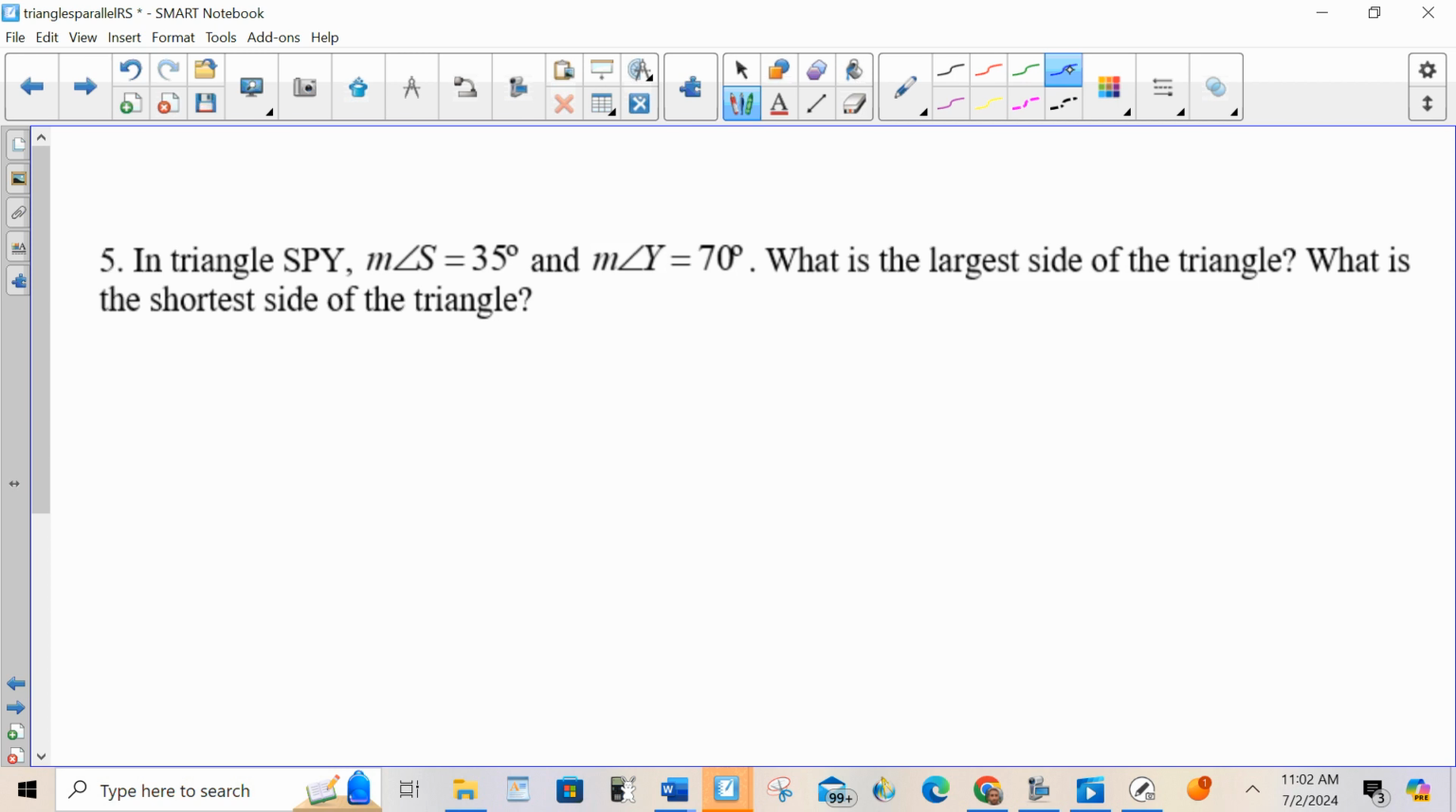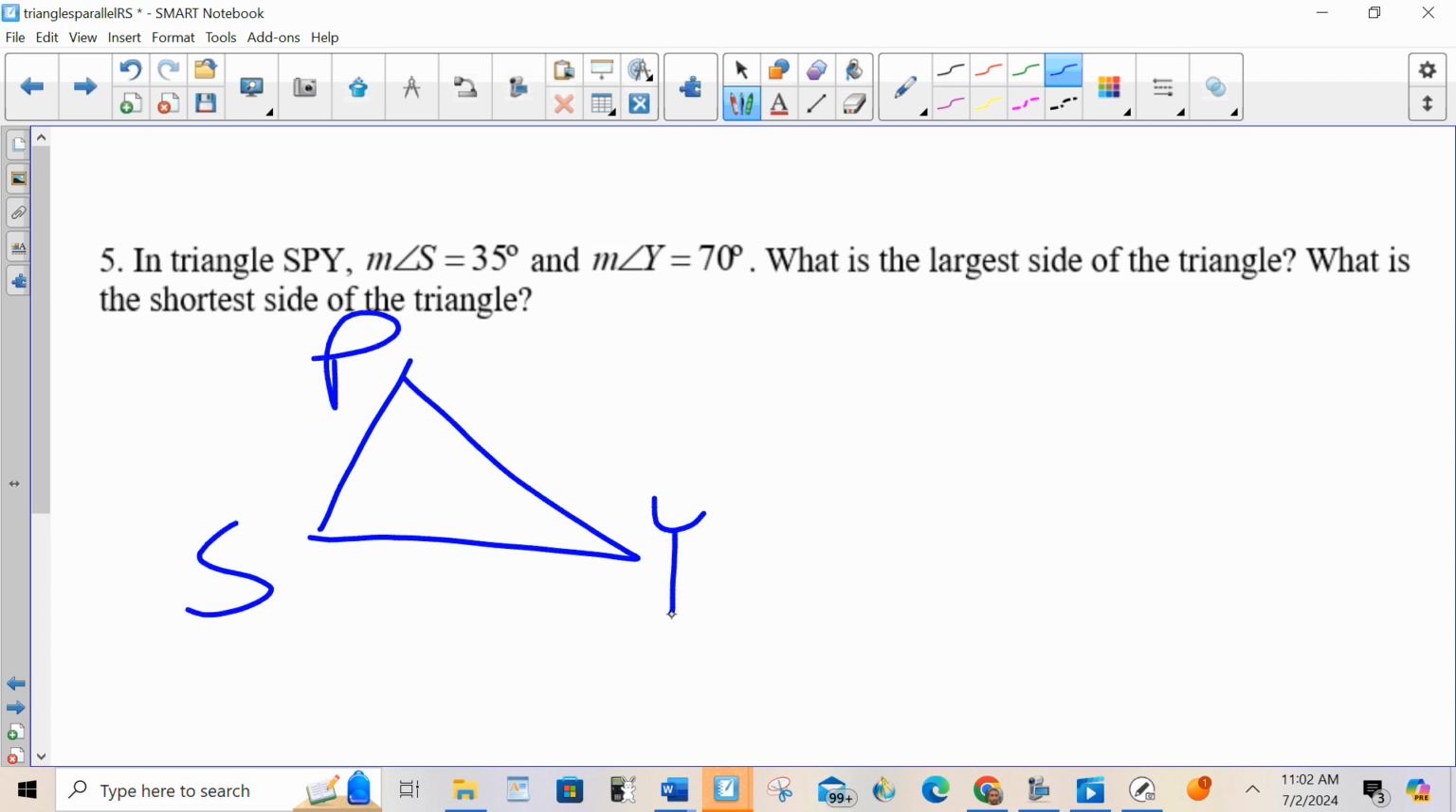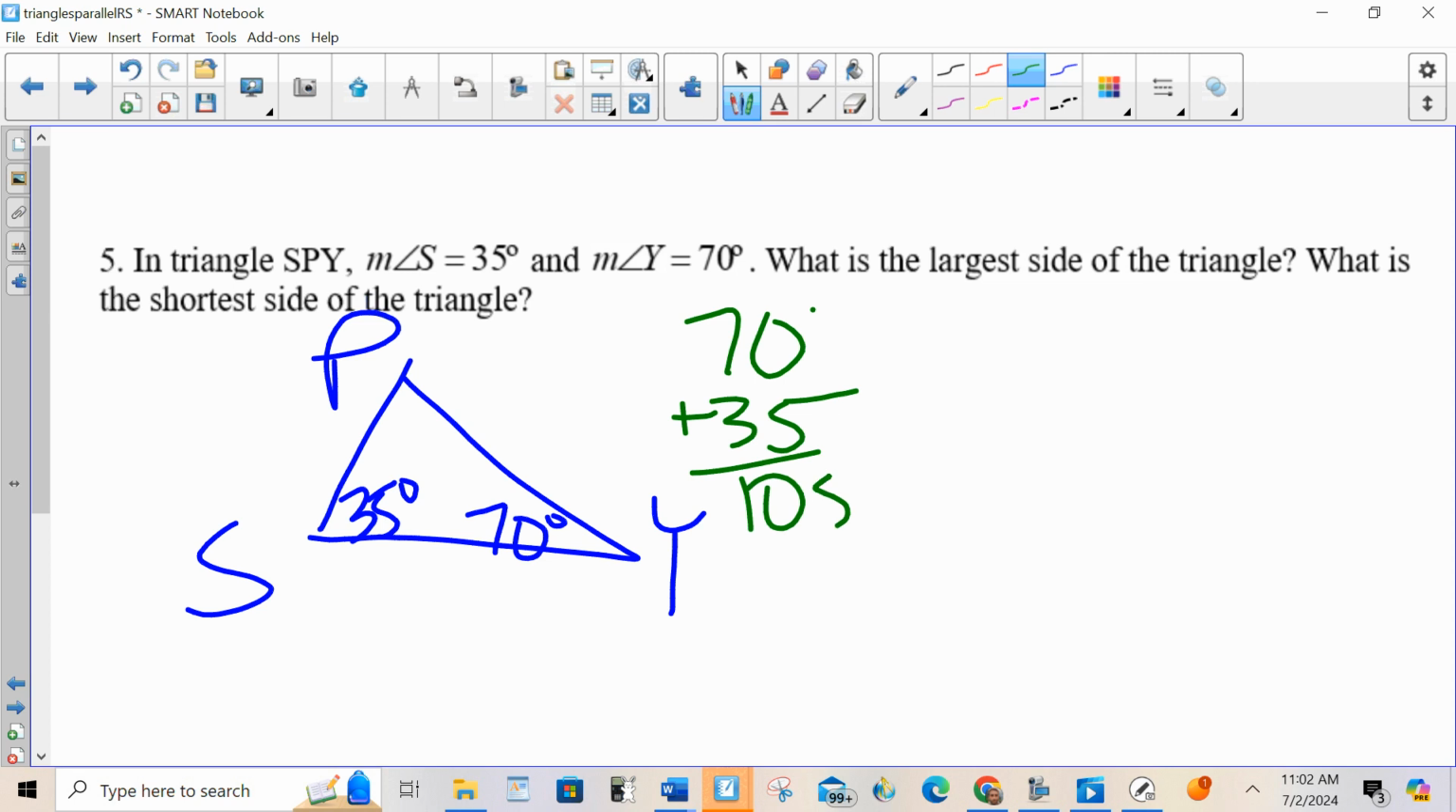In triangle SPY, so let's draw it. SPY, angle S is 35, angle Y is 70. It's asking for the largest side, it's asking for the shortest side. Well, in order to know the largest side, I need to know the largest angle, meaning I need to know all the angles. So whenever I have two angles of a triangle, I add them, and I subtract from 180.